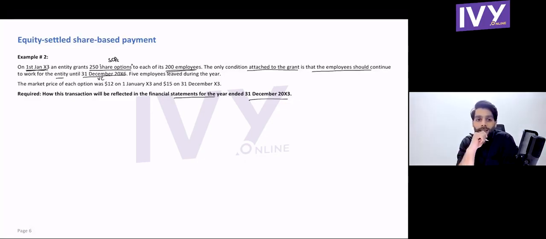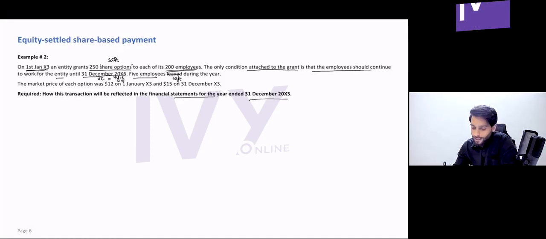And you guessed it right. This is a non-market based vesting condition, and with service condition, a 4 year service period is identified. Examiner says that 5 employees left during the year. And you see, no further estimate is given for the remaining 4-year period. No further estimate is given.